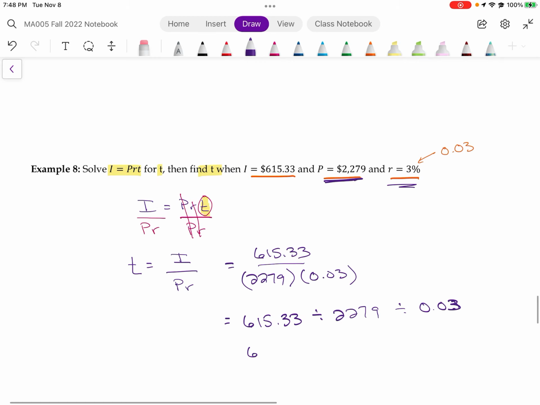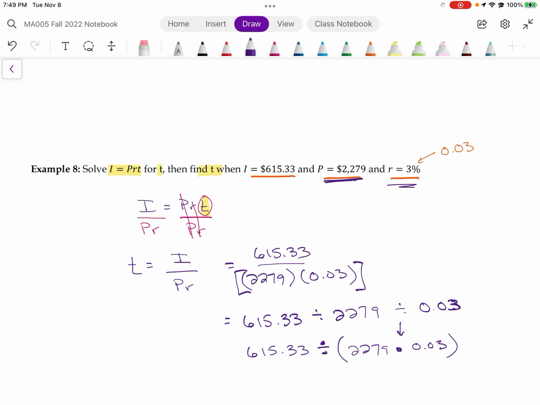Or you can say 615.33 divided by, and you would say 2279 times 0.03, but in parentheses. Okay, so that's the difference. If you use this as times, you have to put parentheses around the whole thing and say divide by the whole thing. And that's where this divide comes from. So either one works.